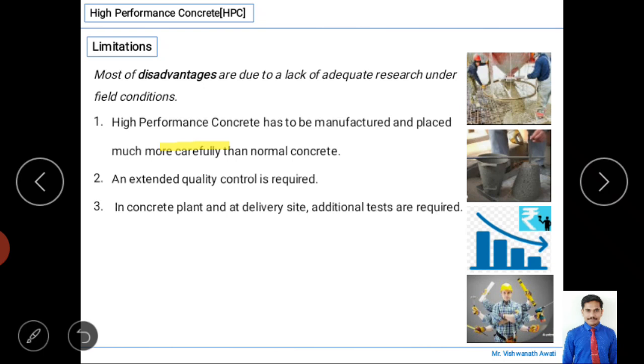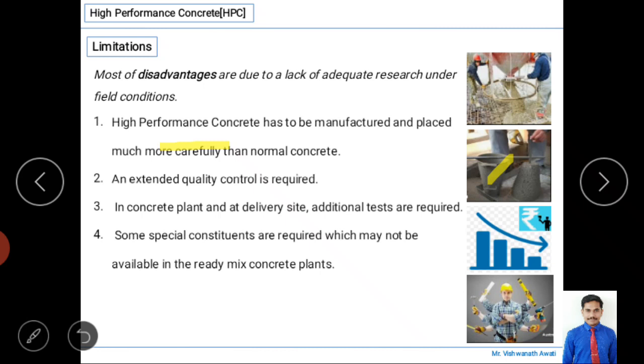In the concrete plant and at a delivery site. See here it is a concrete plant, maybe RMC, ready mixed concrete, and at a delivery site where construction is taking place, additional tests are required, even in the preparation of the concrete. Where concrete is being prepared, testing is required, as well as where we are placing the concrete. Even on site we have to test the material, maybe a slump test in the fresh condition, and even prepare cubes, cylinders and beams to test the different requirements.